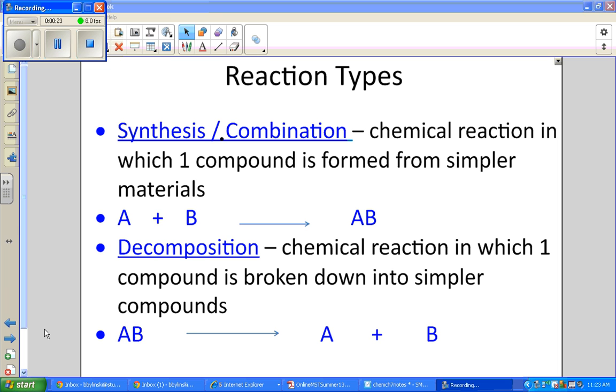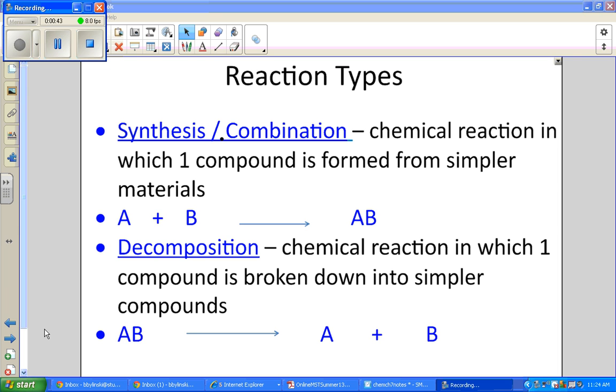And if you look at my skeleton equation, that compound is labeled AB, is formed from simpler materials, A and B. So A plus B are the simple materials. They combine or synthesize to make AB. So this is called a synthesis reaction.